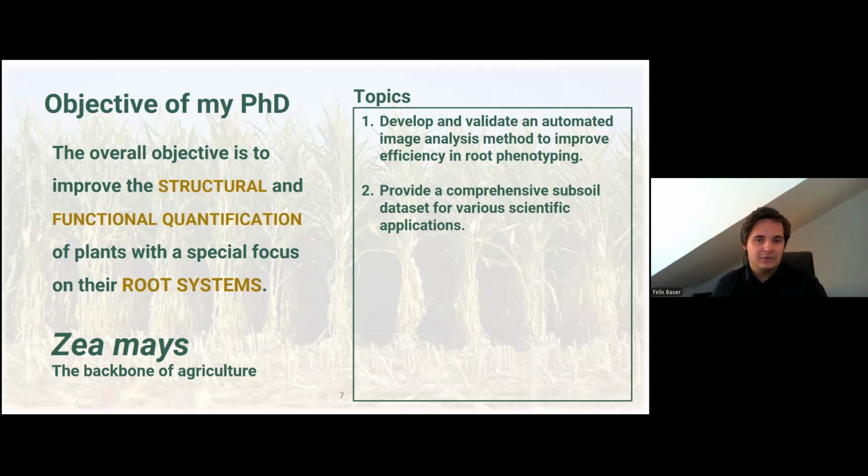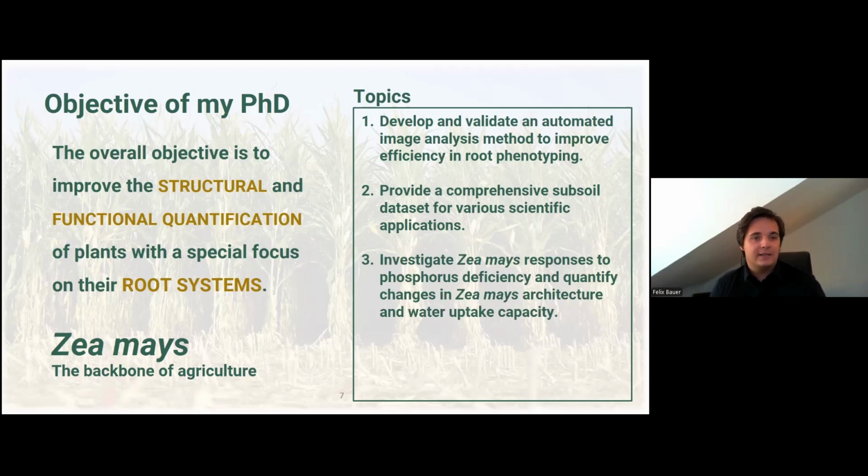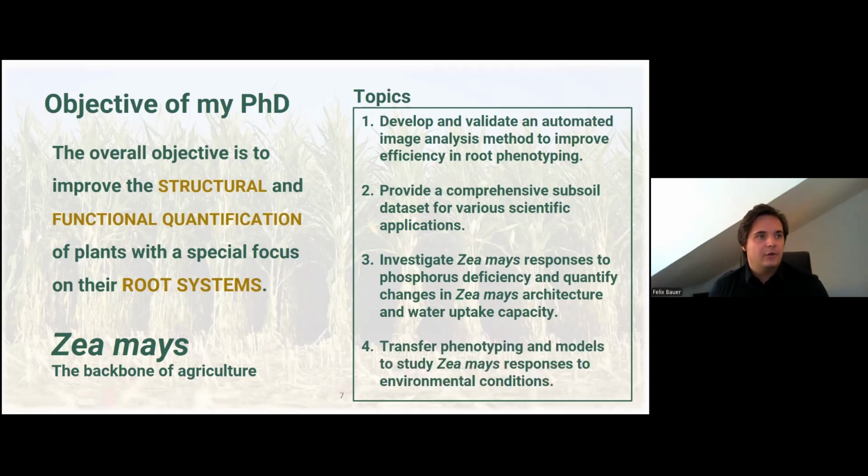And since maize is very sensitive to the absence of certain nutrients, and of course also to water scarcity, I wanted to understand how maize responded to phosphorus deficiency. Therefore, I wanted to investigate the maize responses to phosphorus deficiency and quantify the changes in the architecture of maize and how this is related to the water uptake capacity. So basically somehow cover 2 of the most sensitive problems of maize, which is the deficiency of phosphorus and the absence of enough water. And in the end, the last point was to transfer my approaches, so basically the phenotyping and the modeling parts, to study maize responses under environmental conditions in a broader context.